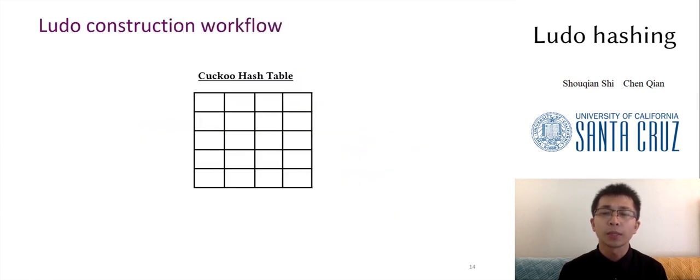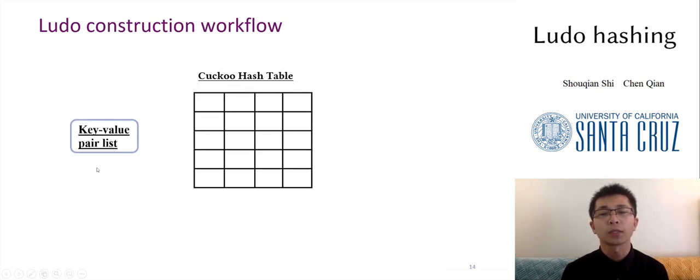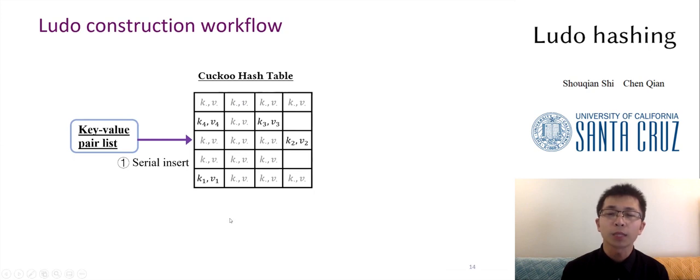Ludo is constructed based on the plain 2-for Cuckoo hash table. Suppose a list of key value pairs, and let's see how a Ludo is constructed from the list. First, the key value pairs are inserted into the Cuckoo hash table sequentially, K1, K2, K3, K4, and so on. The placement is subject to the Cuckoo insertion process. You may notice that the final locations of the key value pairs may not be the initial ones, and the Cuckoo hashing automatically bounds the clearance for any inserted key within the bucket holding the key.